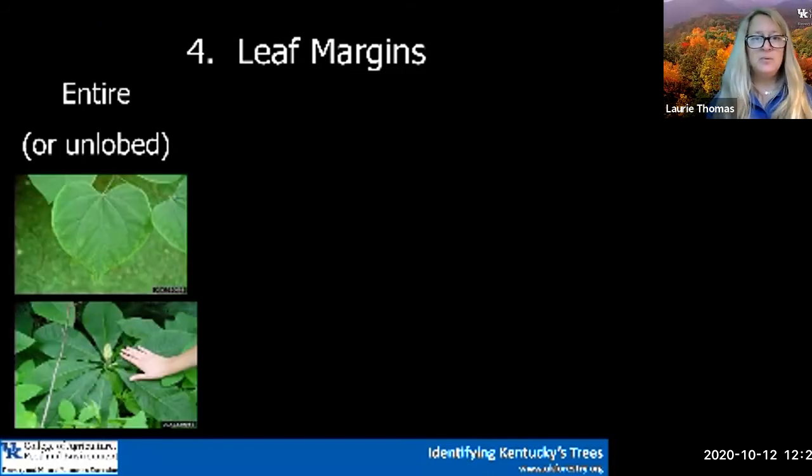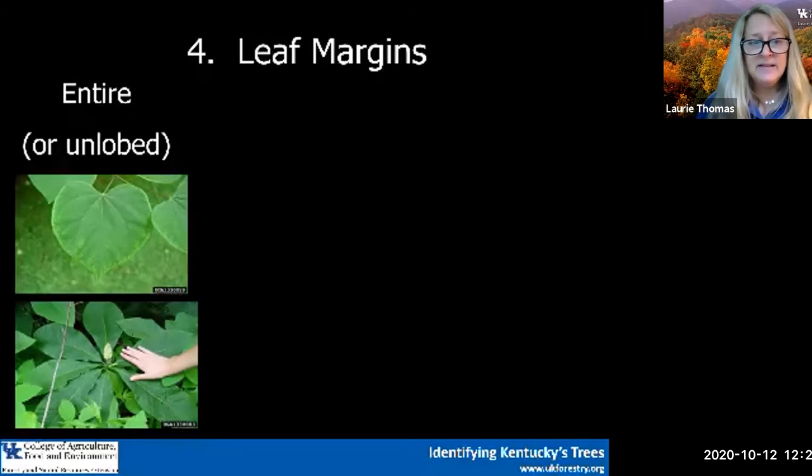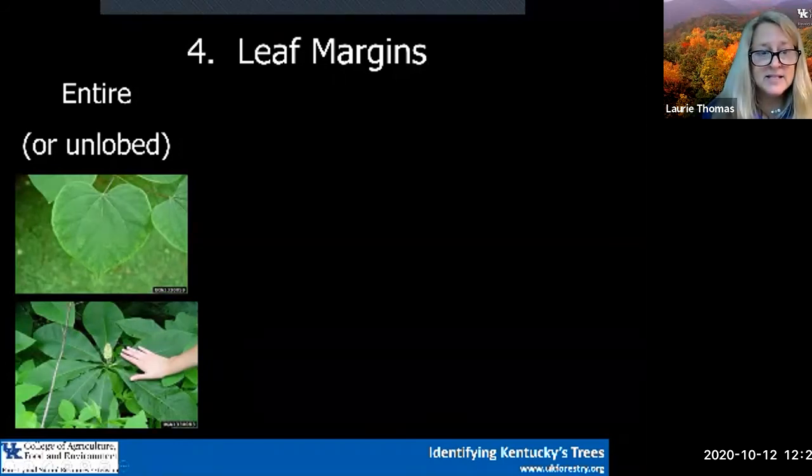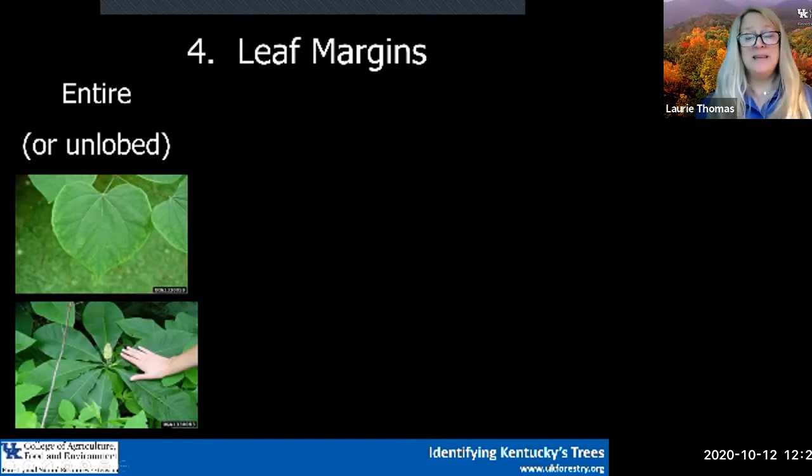And so we've got a couple different types of leaf margins. You've got entire or unlobed, meaning there's no serrations. It's a nice smooth edge. There's no indentations or lobes. This little guy is a great example of that, nice and smooth. So is this magnolia down here. This appears to be an umbrella magnolia down here at the bottom. Nice smooth margins, no indentations. So that would be entire leaf margins or unlobed.